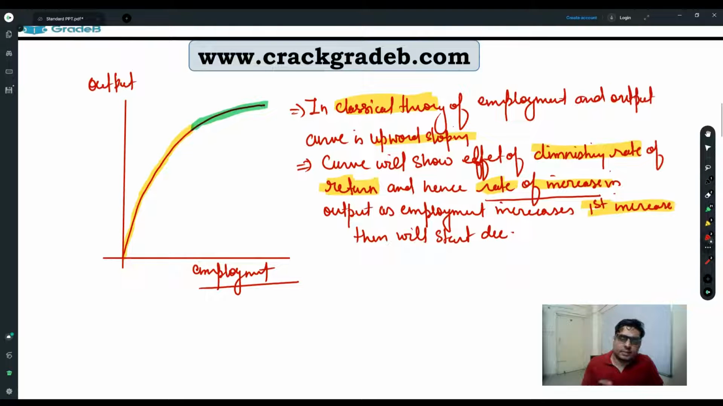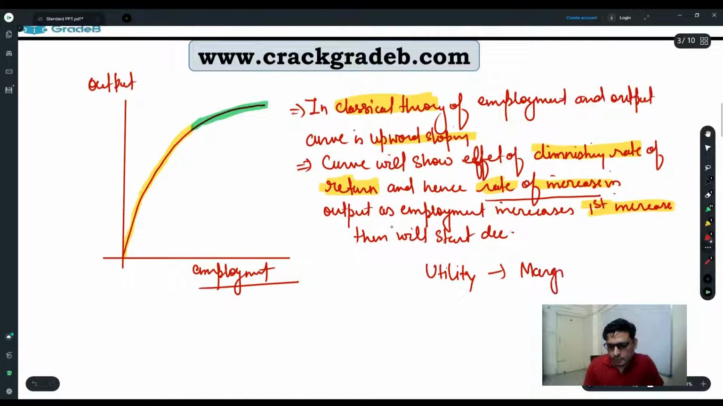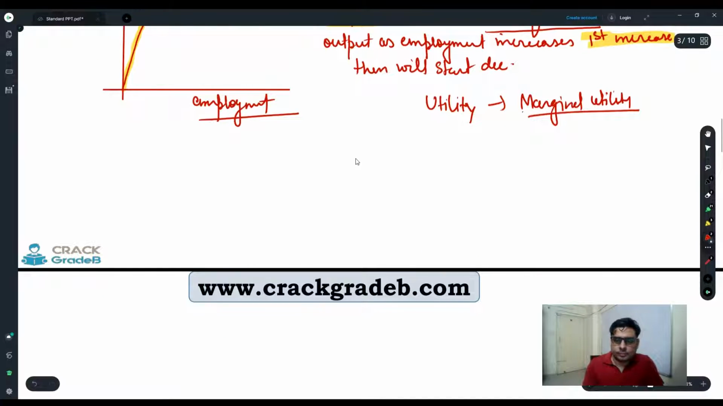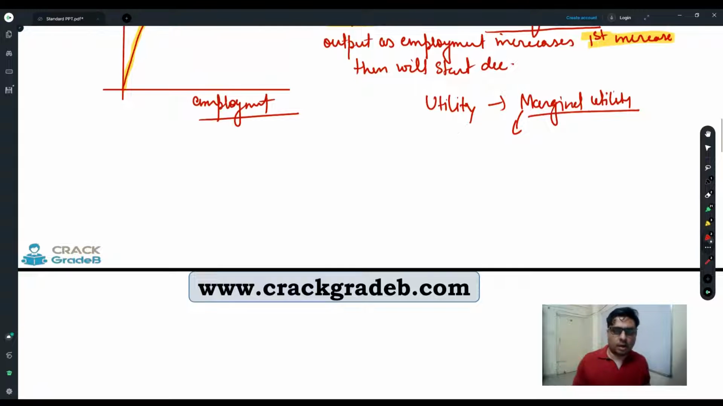See, it's very simple. Diminishing rate of return is basically based on what? Utility, and it is based on marginal utility. Marginal utility means what? Utility for per unit increase in our consumption.